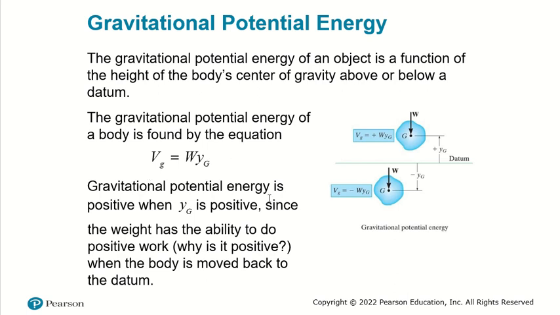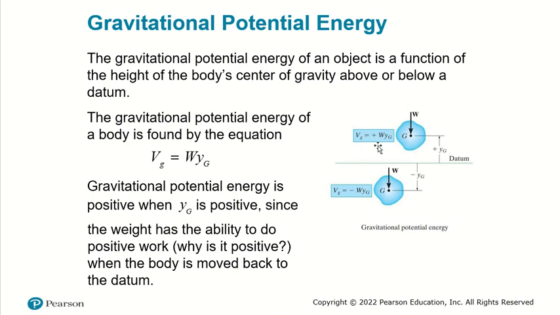So the gravitational potential energy of an object is again a function of the height of your body's center of gravity above or below a datum. This is just a datum, a reference point that you're measuring your vertical distance from, in this case to the center point G. So this is the center of gravity, so therefore we use the little G point, of course, your weight, and here is your potential energy.